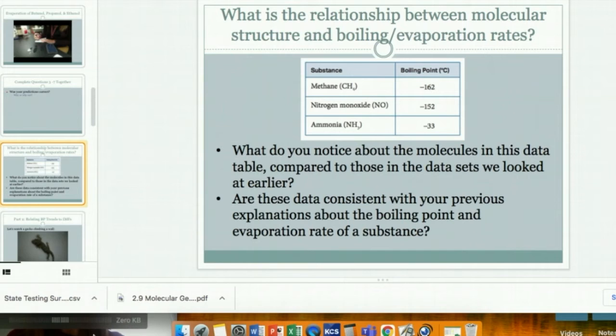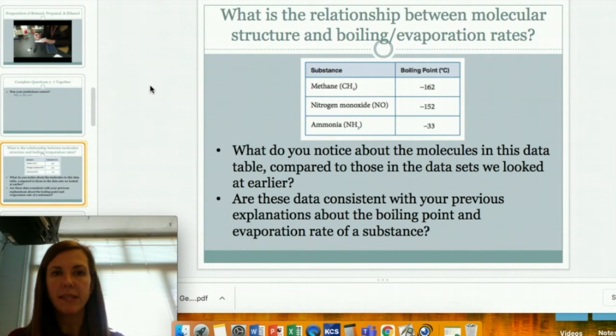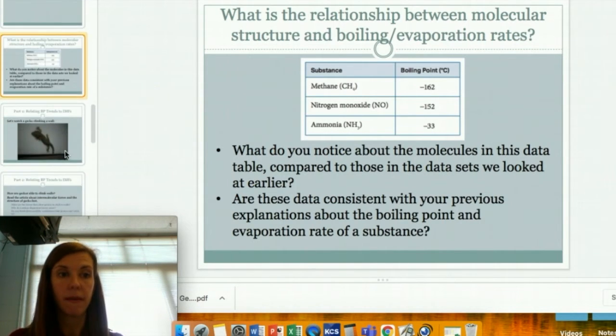So the next thing we're going to look at is the relationship between molecular structure and boiling and evaporation rates. So here we've got different structures, right? We've got methane, nitrogen monoxide, and ammonia, and their boiling points are listed next to them. What do you notice about the molecules in this data table compared to those that we looked at earlier? Are these data consistent with explanations about the boiling point and evaporation rates of a substance?